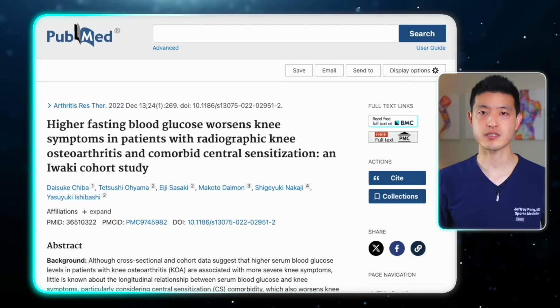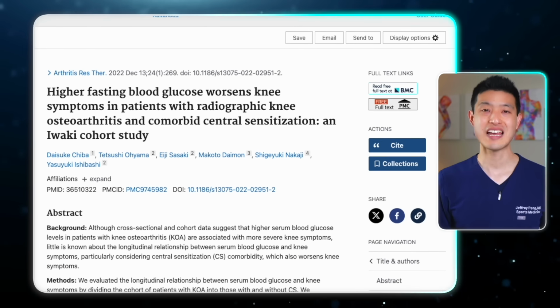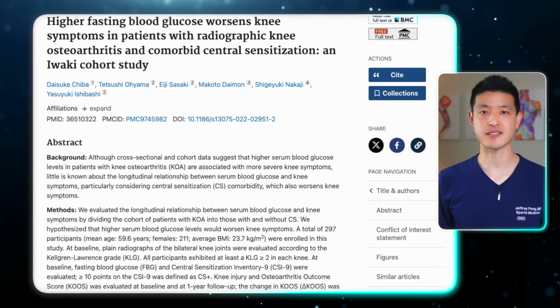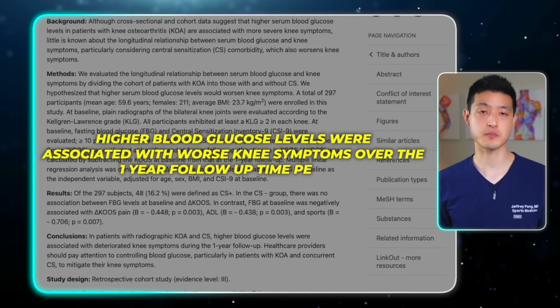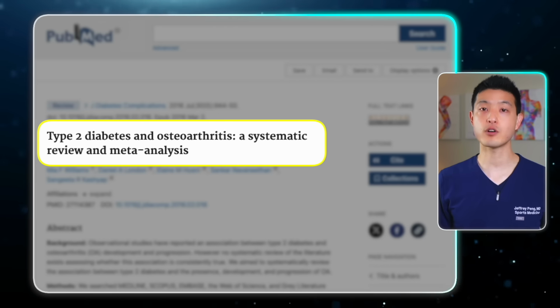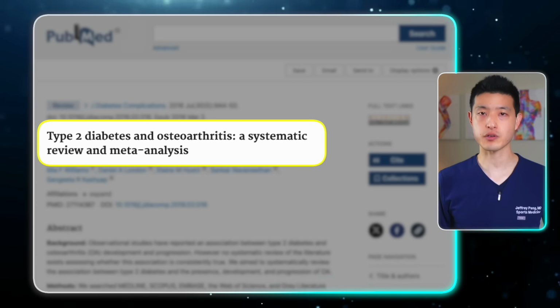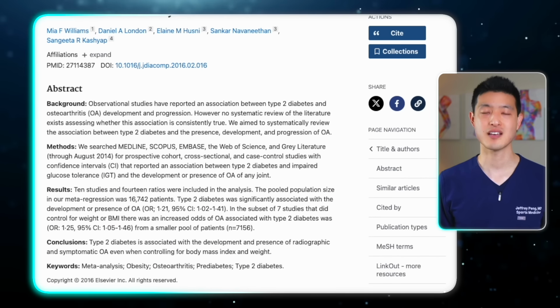All of these effects are actually compounded and magnified when we start adding in other variables such as blood sugar, triglycerides, and cholesterol. For instance, this cohort study looked to examine the longitudinal relationship between blood glucose levels and knee symptoms related to arthritis. They found that higher blood glucose levels were associated with worse knee symptoms over the 1-year follow-up time period. Those with type 2 diabetes have also been found to have worse osteoarthritis even when controlling for confounding factors such as body mass index as well as weight.